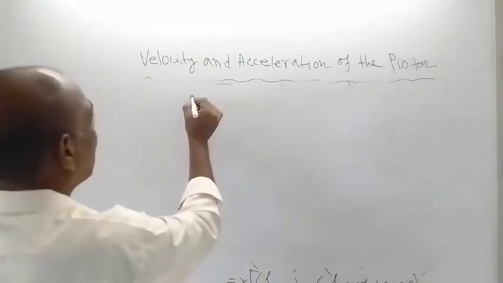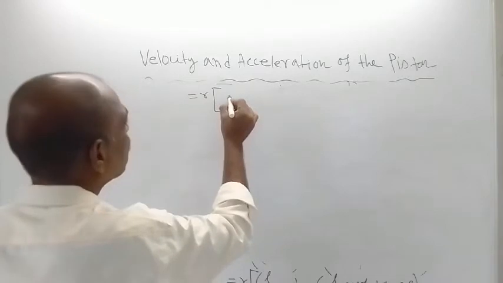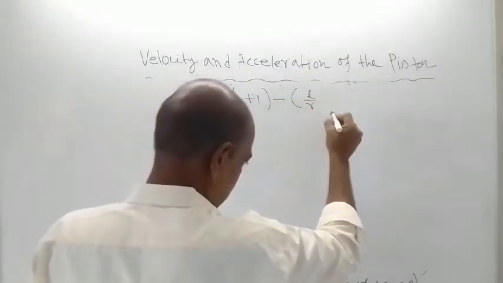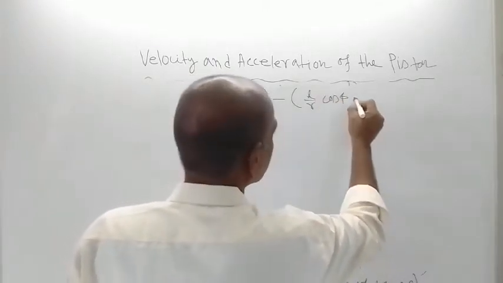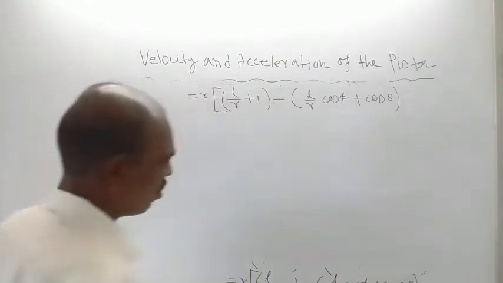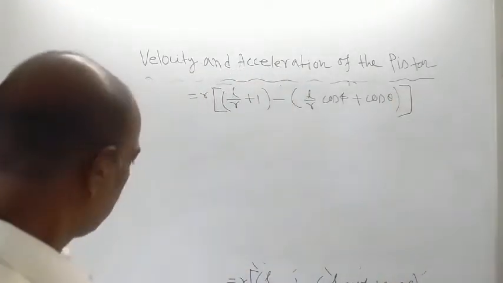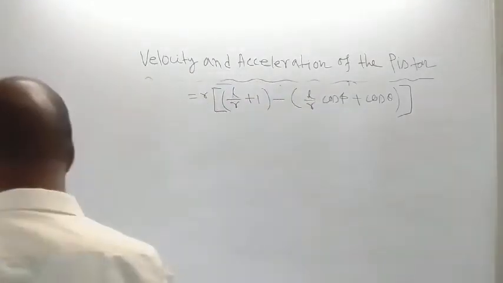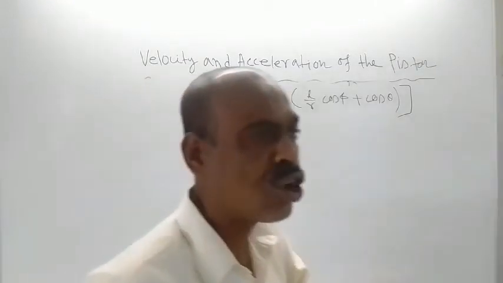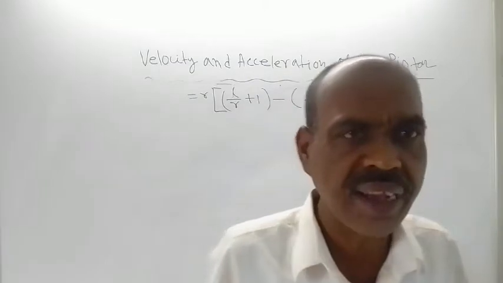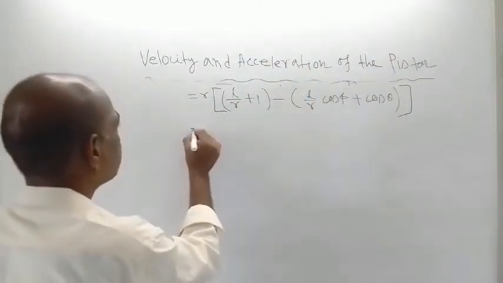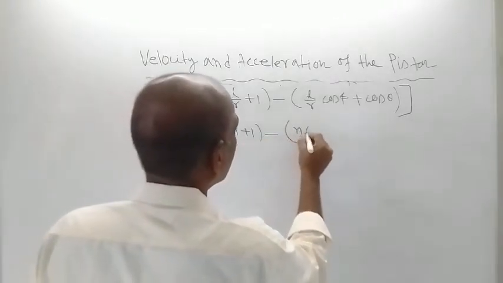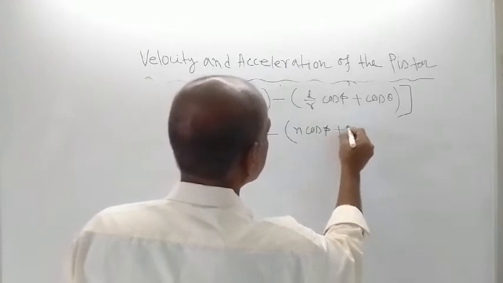So the lowermost line was R into, after taking common, L by R plus 1 minus L by R cos phi plus cos theta. Also you put this bracket. Now the lowermost line is not required. And one thing, this L by R, the ratio of the length of the connecting rod and the length of the crank, is denoted by small letter n. So again: R into n plus 1 minus n cos phi plus cos theta.